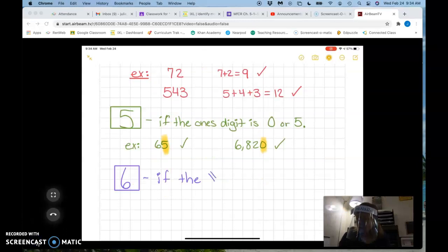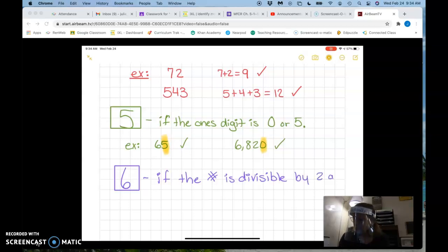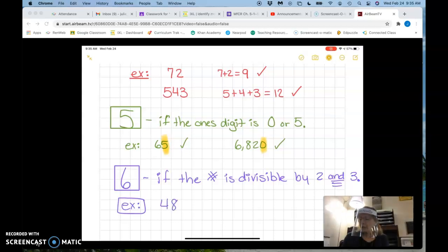Okay, a number is divisible by 6 if the number is divisible by 2 and 3. It has to be divisible by both 2 and 3 in order to be divisible by 6. So our example is going to be 48. So is 48 divisible by 2? Evenly. What does it equal?